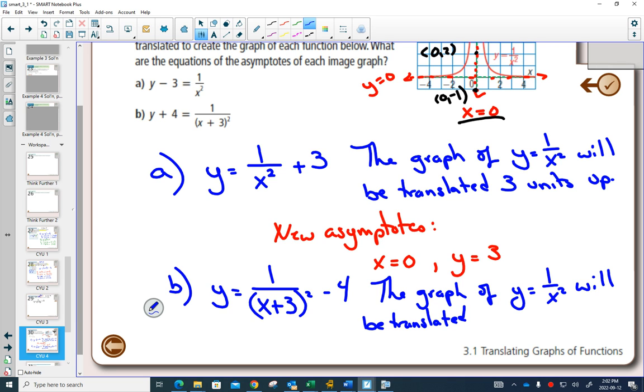The 3 will move it left or right? Left. Right? Anything inside the function is opposite of what you see, so that'll be 3 units to the left. And the 4, because it's a minus, will go 4 units down.